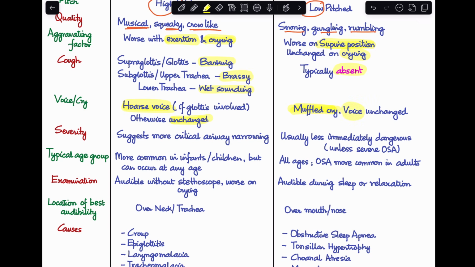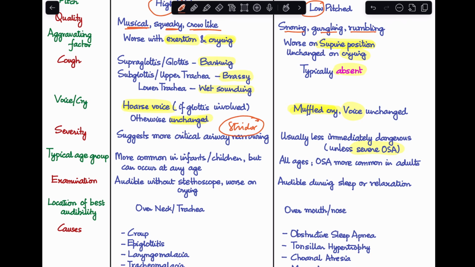Next, coming to severity. Now, which one is more severe? Usually, stridor suggests a very critical situation and it may require emergency surgery or emergency management of the patient. Whereas stertor is usually less dangerous immediately unless the patient has severe obstructive sleep apnea. We'll talk about a few causes as well at the end. So, in terms of severity, stridor is the one which is more of an emergency rather than stertor, unless it is a severe case of obstructive sleep apnea.